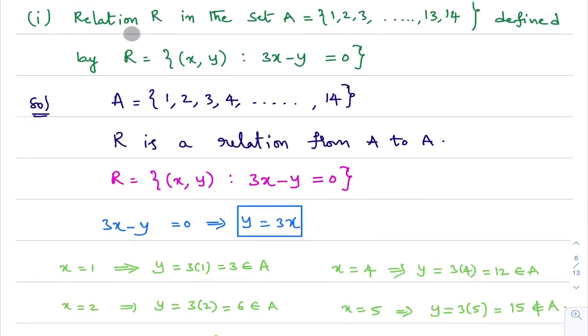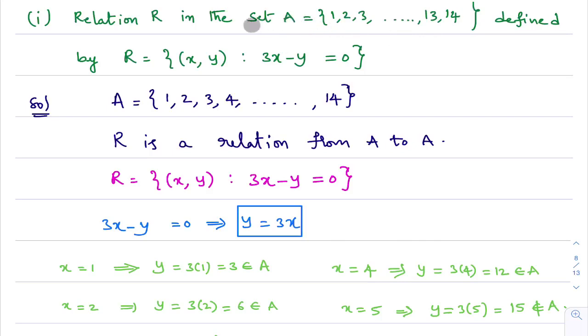What they are saying: relation R in set A. Set A is given and they are saying R is a relation in the set A. Okay. What is set A? 1, 2, 3 like that up to 14. 1, 2, 3, 4, 5, 6, 7, 8, 9, 10, 11, 12, 13, 14. Total 14 numbers are there. 14 elements are there in set A. How is the relation defined? The ordered pair X comma Y such that 3x minus y equal to 0. See, they gave one relation. They are saying R is a relation on set A and what is set A is also specified.